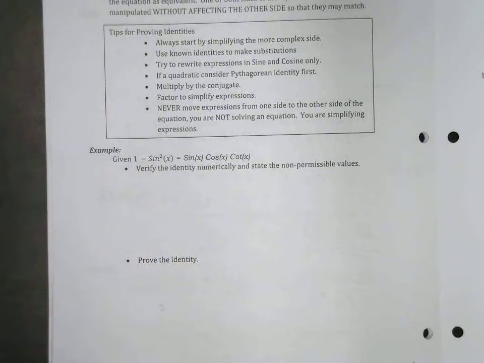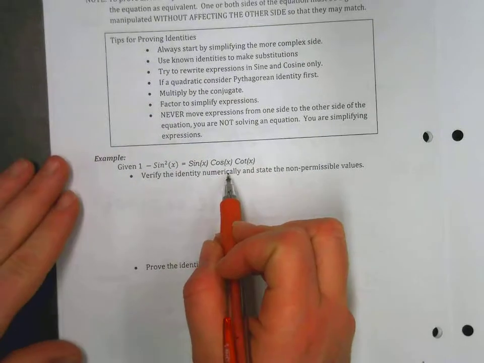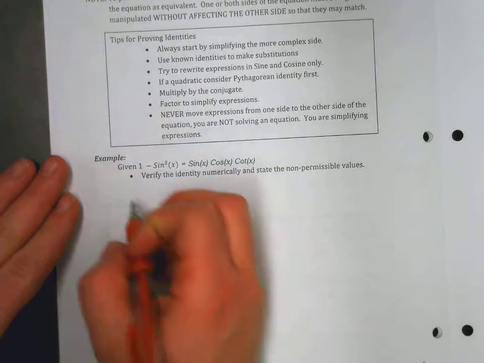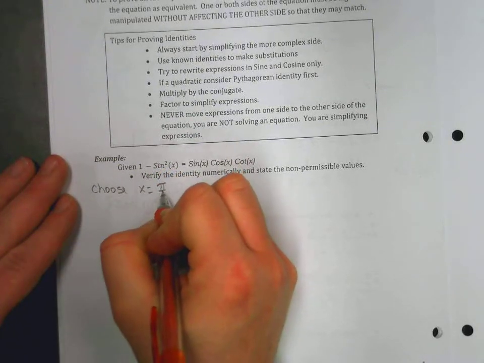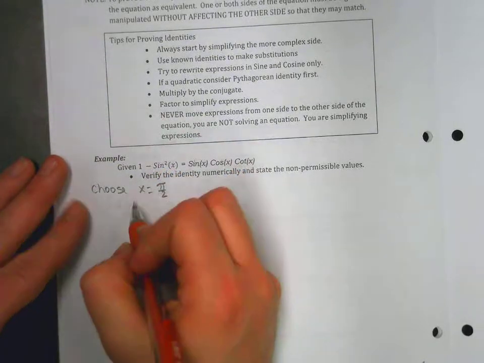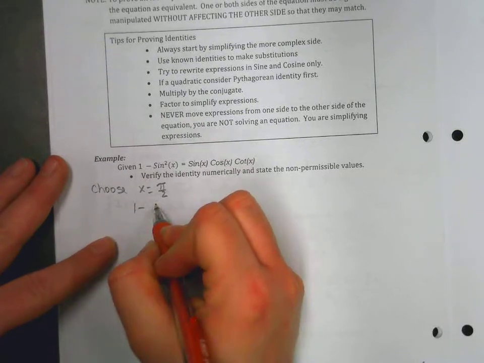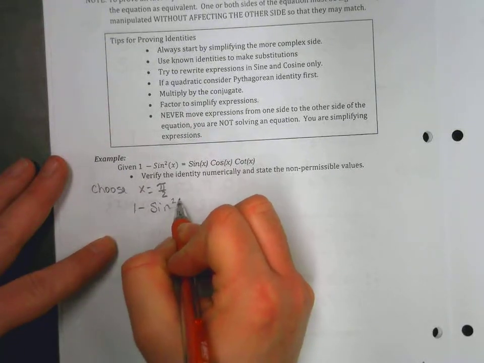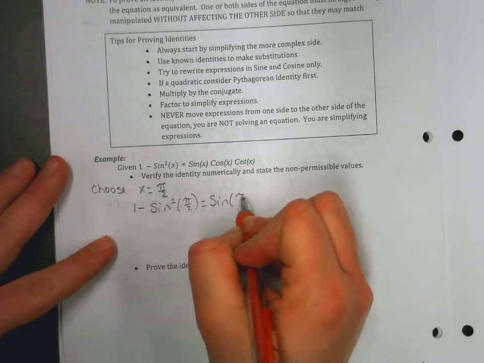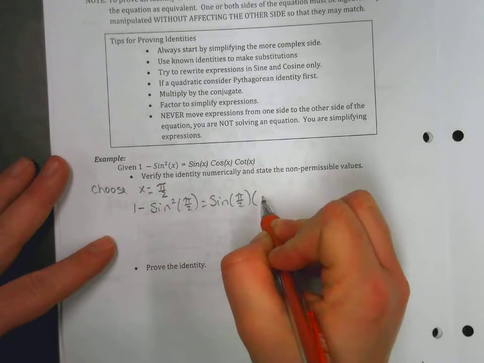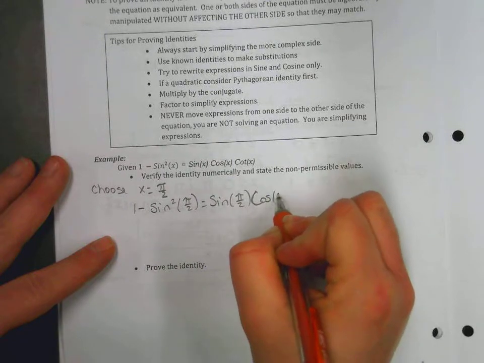cotangent of x. So we're first going to prove this identity numerically. So I'm going to choose a numerical value that I'm going to prove the identity for. I'm going to choose x equal to pi over 2. So what that means is I want to substitute pi over 2 for x, and then we are going to simplify each of these expressions.